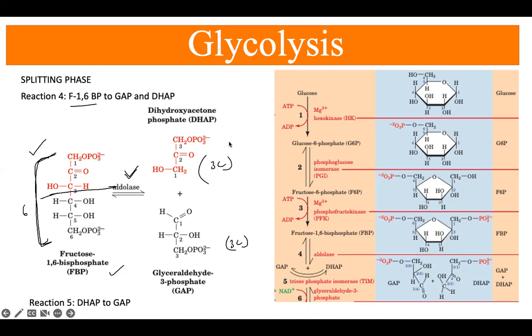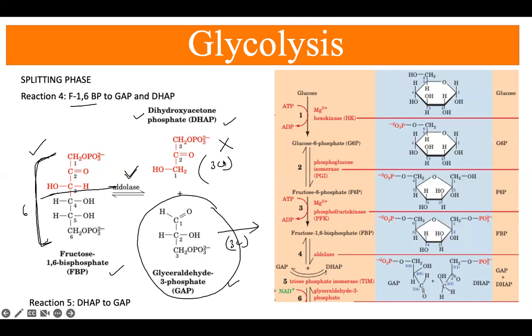So what are these two 3-carbon molecules? One of the molecules is known as DHAP, that is dihydroxyacetone phosphate, and the second molecule is known as glyceraldehyde 3-phosphate. So these two molecules are again isomers of each other. Now, this glyceraldehyde 3-phosphate molecule has the tendency to move forward towards the payoff phase of the glycolytic pathway, that is the next steps.